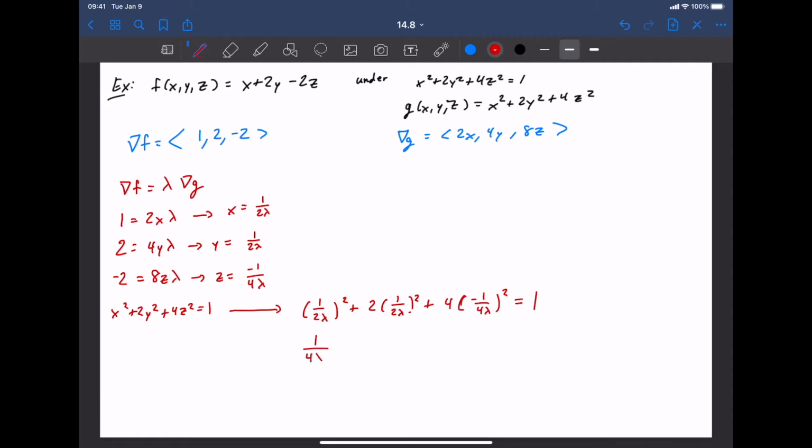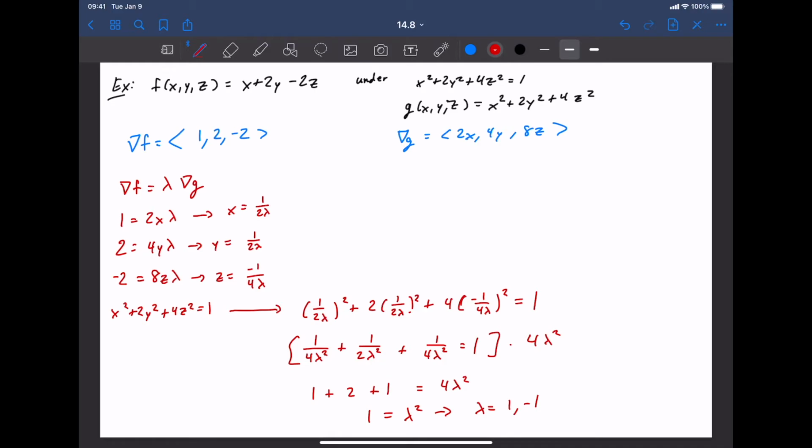So 1 over 4 lambda squared, 1 over 2 lambda squared, and this is also 1 over 4 lambda squared. I recommend clearing denominators just to make life simple. So we're going to multiply this whole equation times 4 lambda squared, getting 1 plus 2 plus 1 equals 4 lambda squared. This is 4, so 1 equals lambda squared, and lambda is either 1 or negative 1.